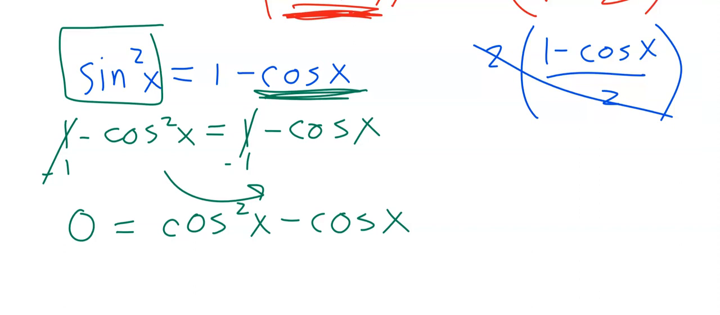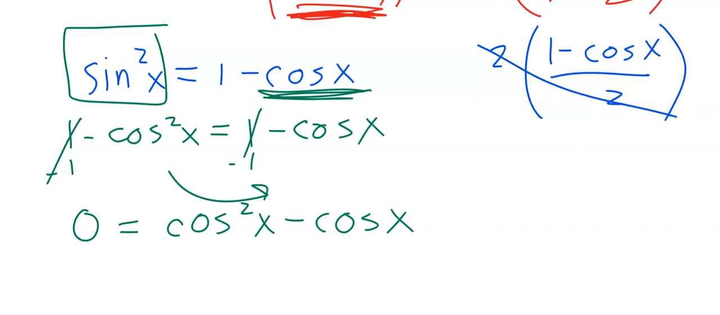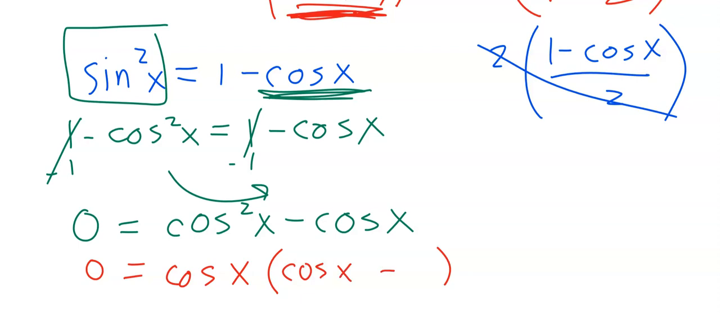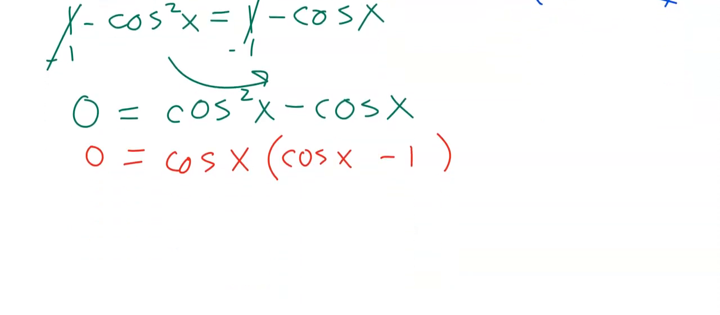Is there a GCF? Cosine x. All right. Factor out the cosine x. Leaving me what inside? Cosine x minus 1. Okay, set the factors equal to 0 and solve it. I think you're going to have 3 answers. Let me think, make sure I'm not off my rock. This is, yes, 3 answers.